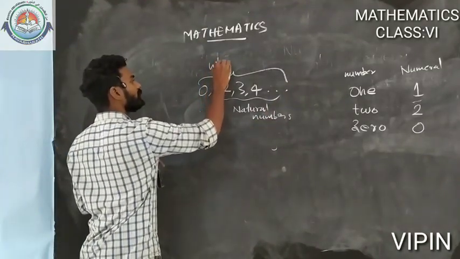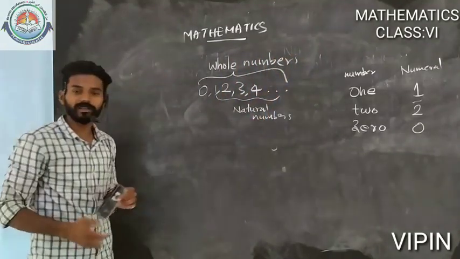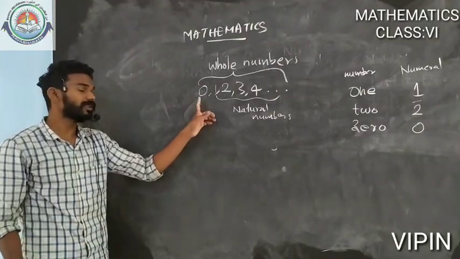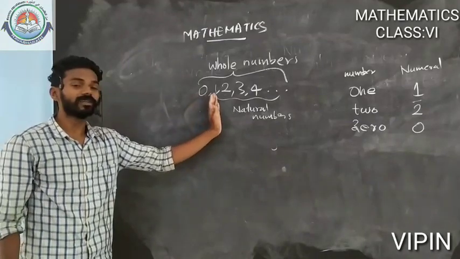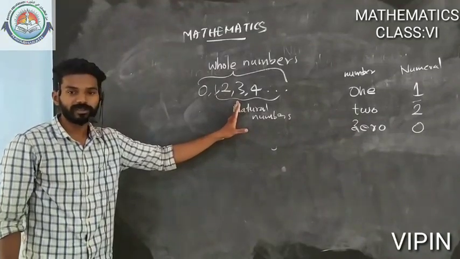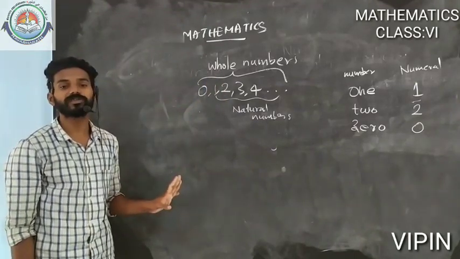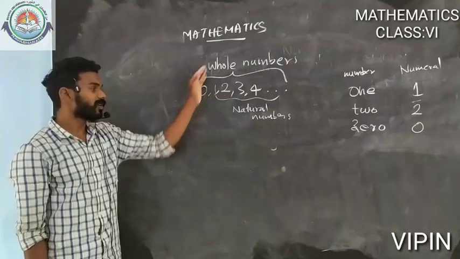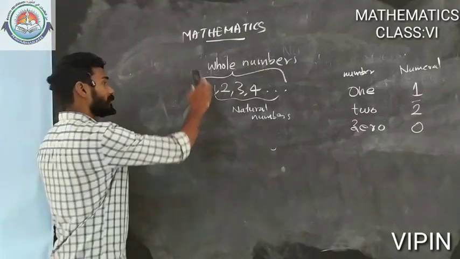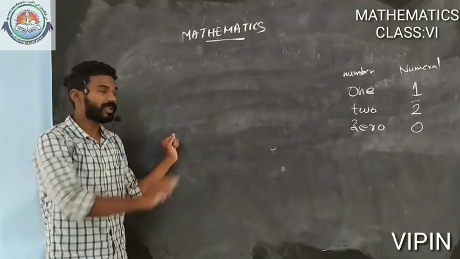If we consider 0 with the natural numbers, we have to name it as another group. And that is what is called whole numbers. So basically, whole numbers are the numbers including 0 and the rest of the natural numbers. Natural numbers included with 0 are called whole numbers. So that's all about whole numbers and natural numbers.